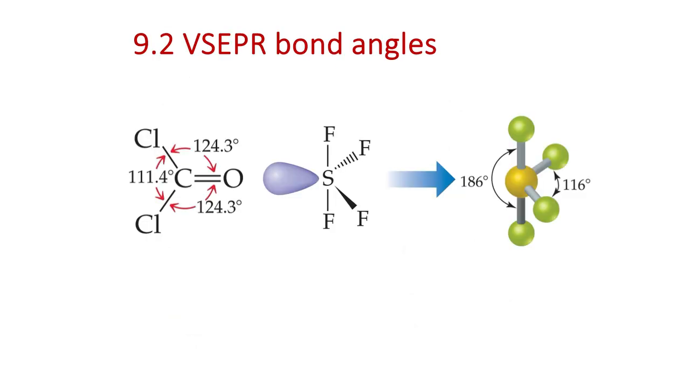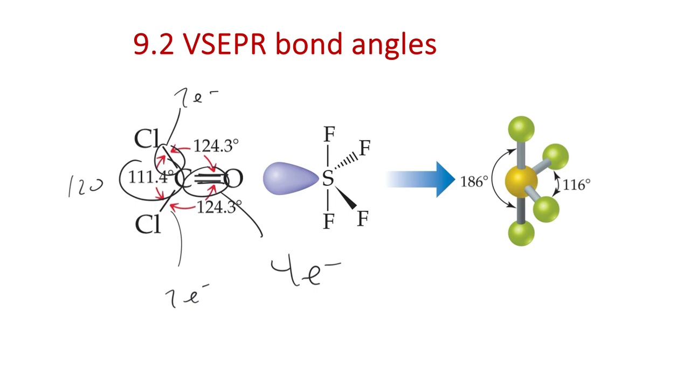Let's look at a couple bond angle trends. The first one we already talked about: a double bond, so we have 4 electrons here, is going to exert a greater repulsion on 2 electrons. So we have 2 electrons in the bonds to chlorine, 4 electrons in the double bond. The 4 electrons in the double bond are going to press the 2 single bonds to be closer together. So instead of this being perfectly 120, this bond angle here ends up being a little less than 120.